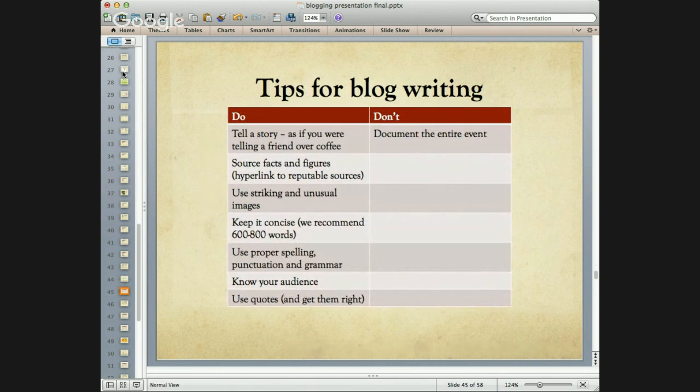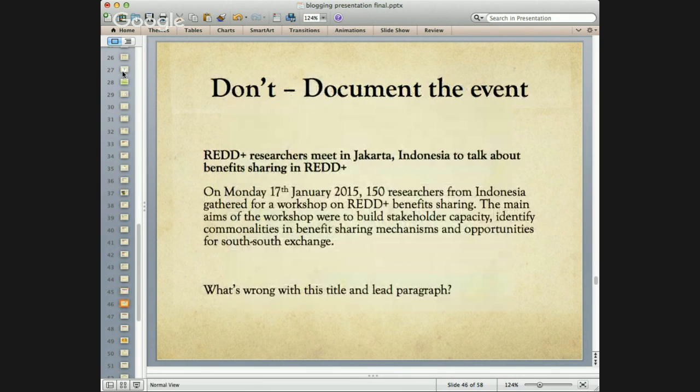Some don'ts. If you're blogging from a conference, don't document the event unless you're writing a report. But a blog is not a report. This is an example of a blog that is very procedural. The title and lead paragraph are boring and full of jargon. They're not something you'd want to read about. So avoid documenting. Find the key research that's being presented at the event and write about that, or write about something a bit more human. Don't document in a blog.